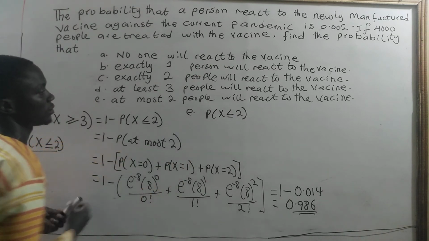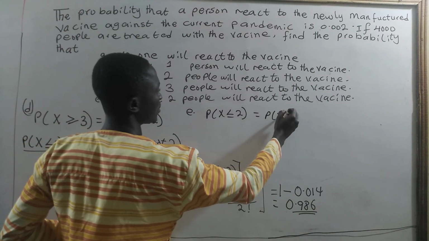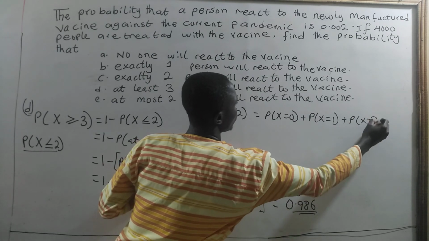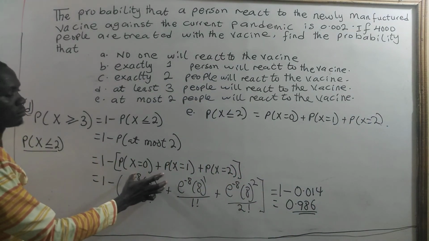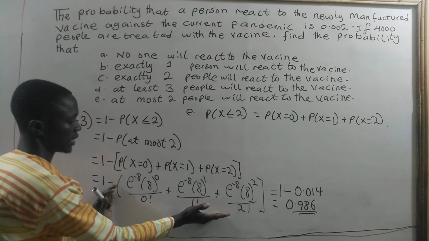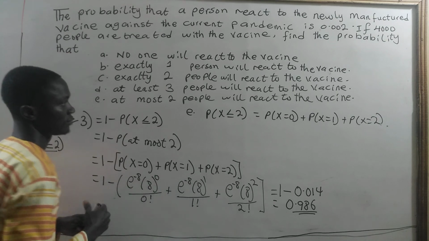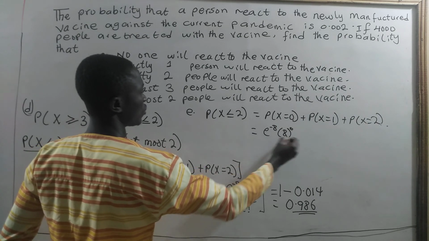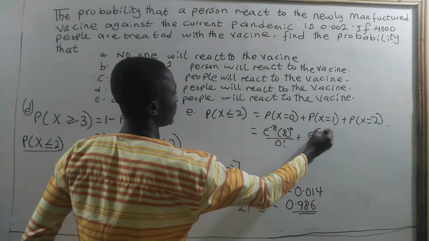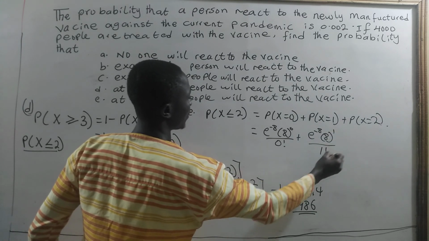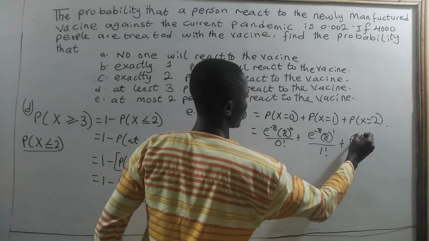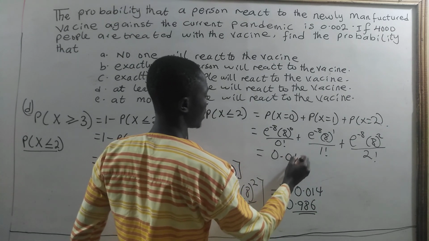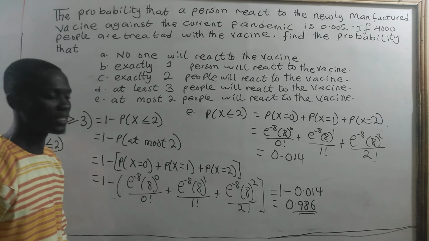So for this one, we just need probability of x equal to 0 plus probability of x equal to 1 plus the probability of x equal to 2. That is what we need. So without wasting my time, we will take this part of question D, and that is we have e to the power negative 8 times 8 to the power 0 all divided by 0 factorial plus e to the power negative 8 times 8 to the power 1 all divided by 1 factorial plus e to the power negative 8 times 8 all squared divided by 2 factorial, and that is 0.014 to 2 significant figures.